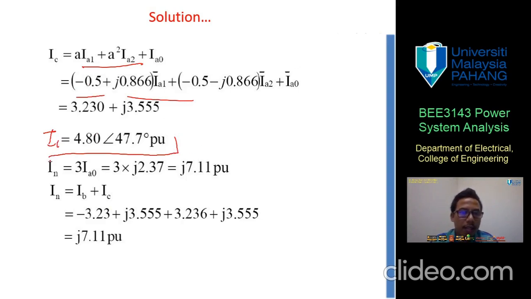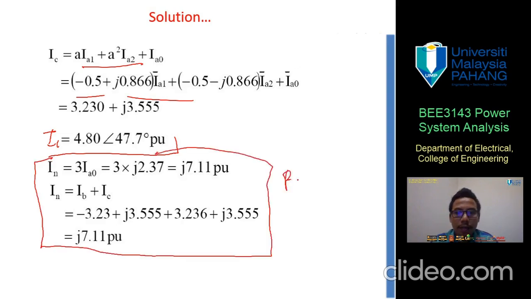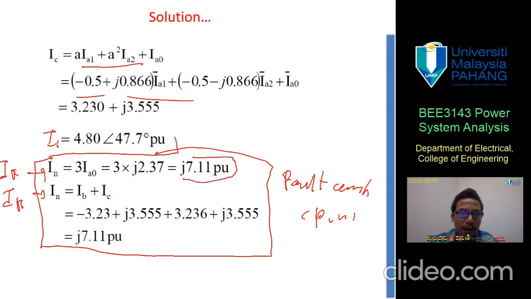Then this is the main thing, the fault current, but still in per unit. Okay, not percentage, it is per unit. You can call it IF, which is the fault current. It equals 3 IA0, or IB plus IC. Both will drive you to the same value. In this case, the fault current is j0.11 per unit.